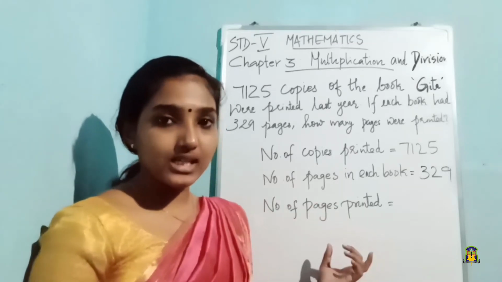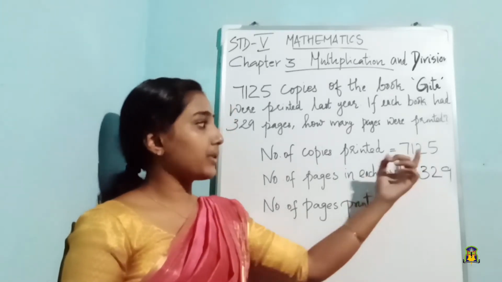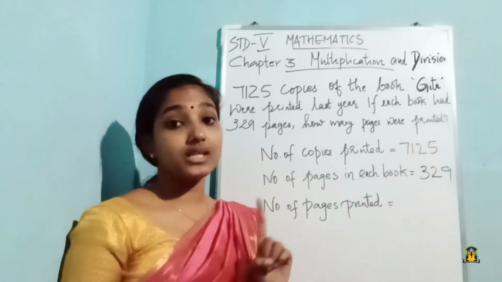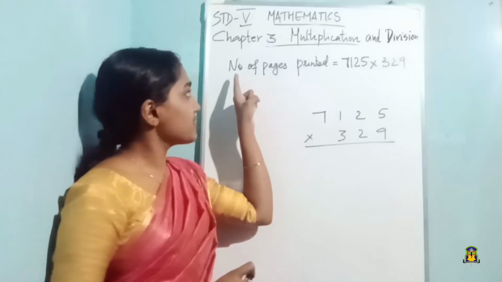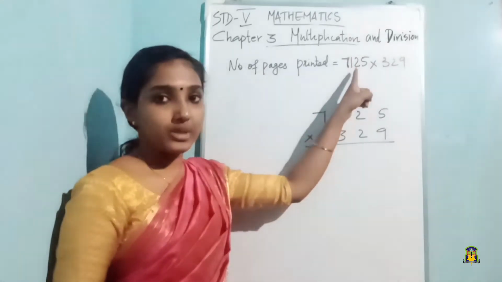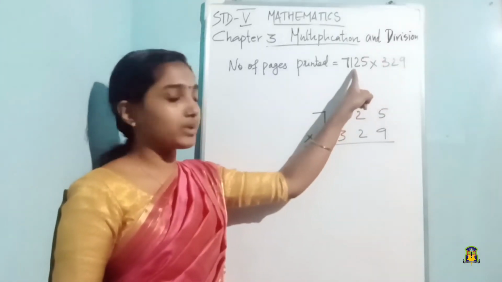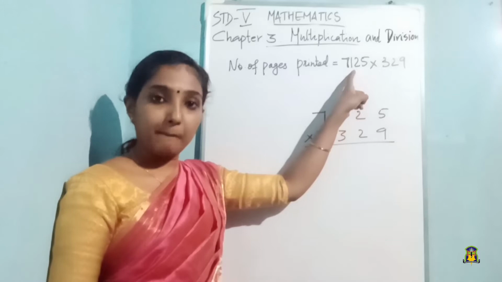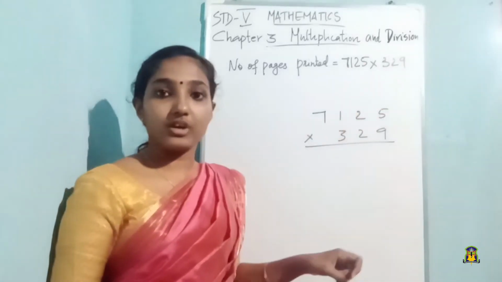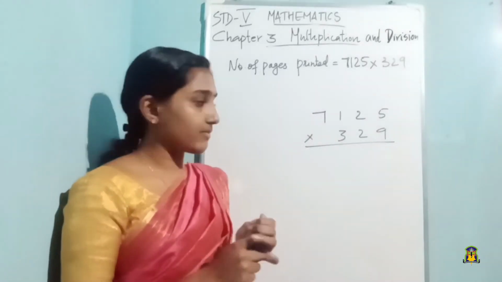So to find that, what do we have to do? We have to multiply the number of total copies printed with the number of pages in one book. Here we have to find the number of pages printed, and it is equal to 7,125 into 329, where 7,125 is the number of copies printed, and 329 is the number of pages in one book. Okay, so now let's multiply it and find the answer.